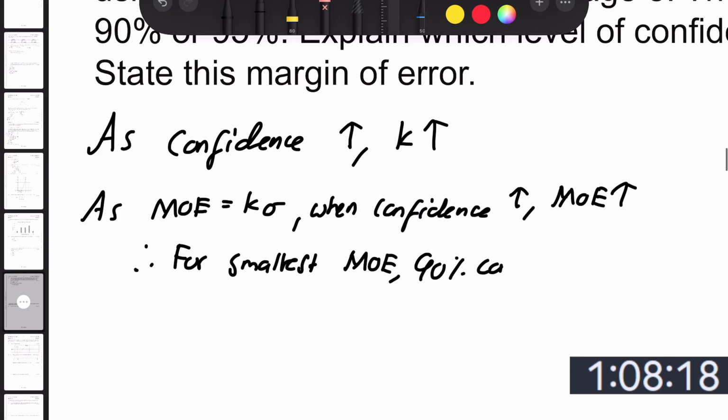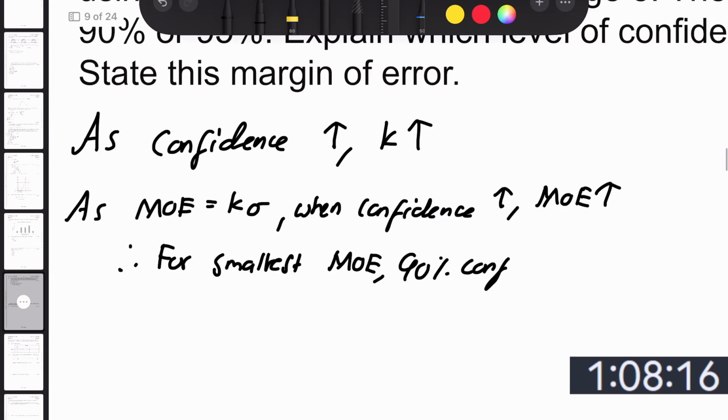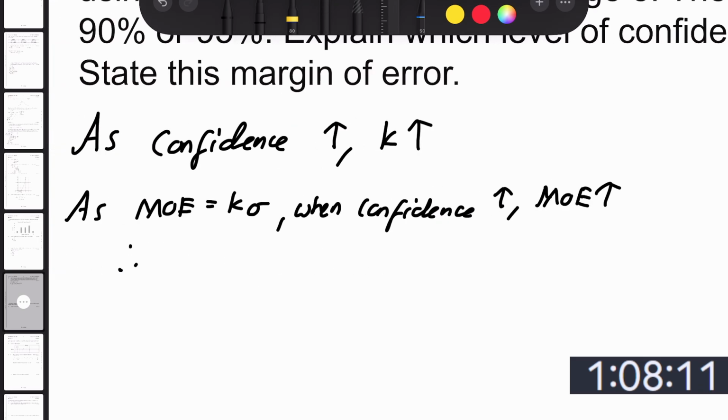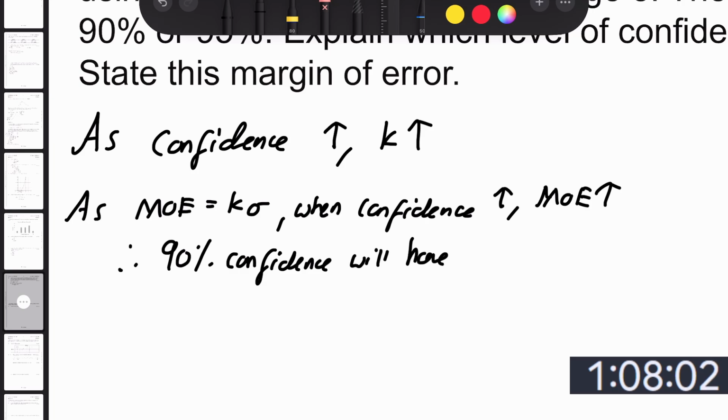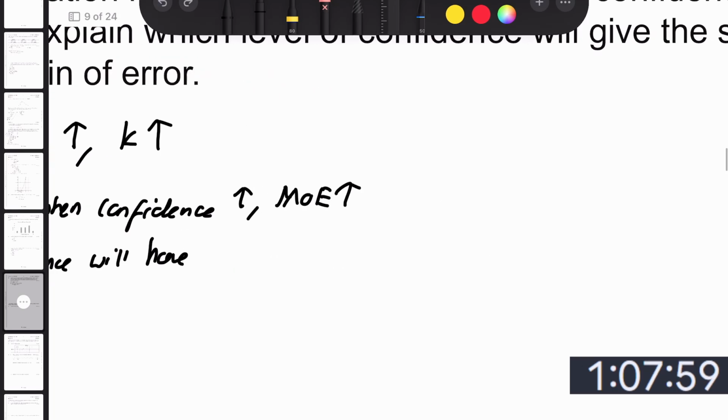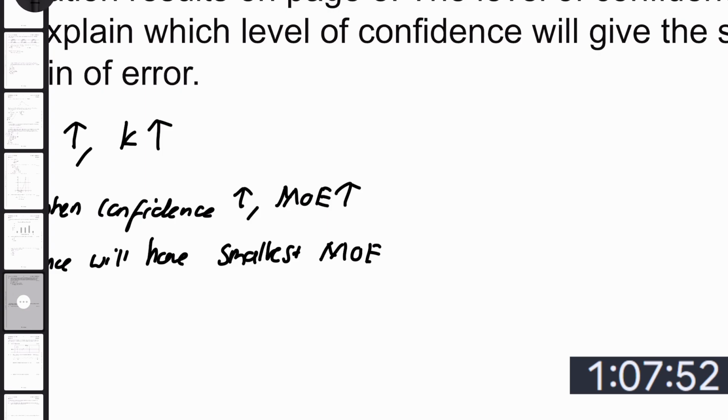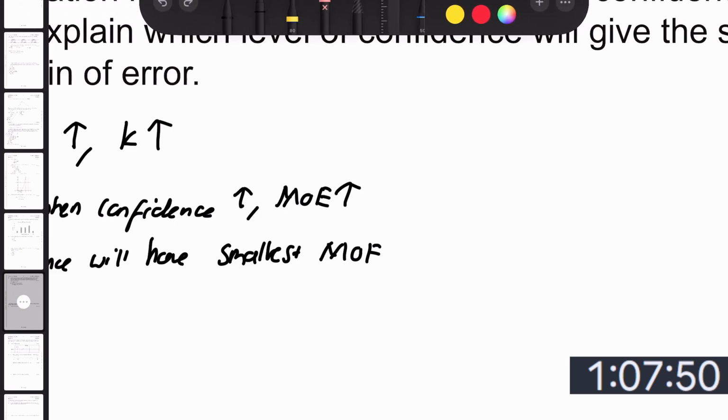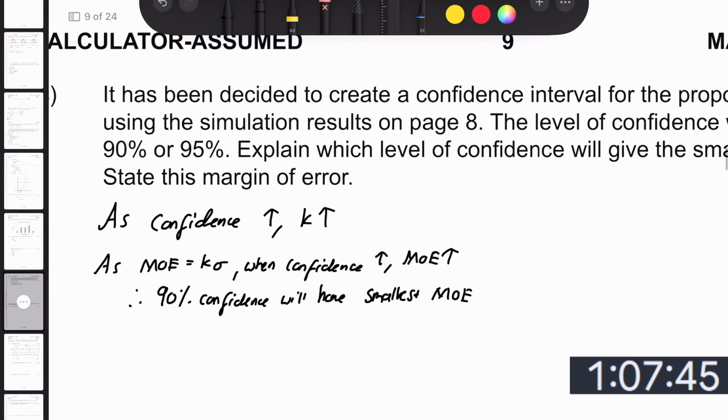90% confidence. God, I hate this squeaking. I already said it. Jesus. I'm gonna reword this. I'm just gonna say therefore 90% confidence will have smallest, I'll put an arrow, smallest margin of error. God, bro. Okay, I'm actually so sick of this pen squeaking. I think it's just because my hand gets really sweaty. But yeah, there we go.